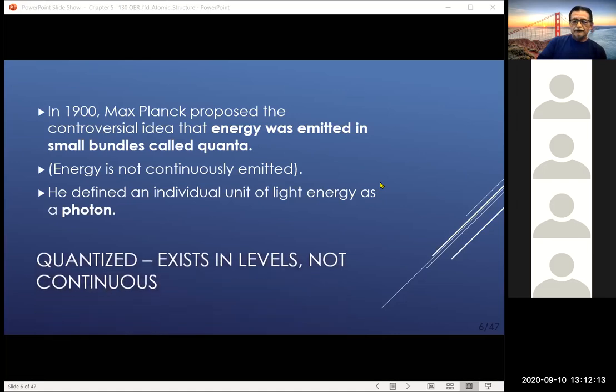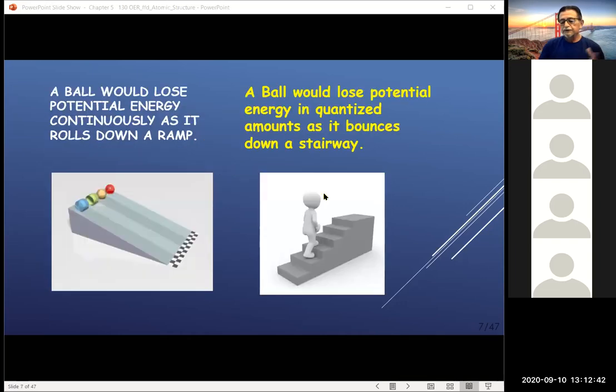Now, light can be very, very powerful, very strong. A laser can be strong enough to cut metal. So there's a lot of energy in light or in electromagnetic radiation. And so Max Planck proposed that energy is quantized, that it exists in specific levels or amounts of energy, and is not continuous, which is kind of denoted here in this diagram.